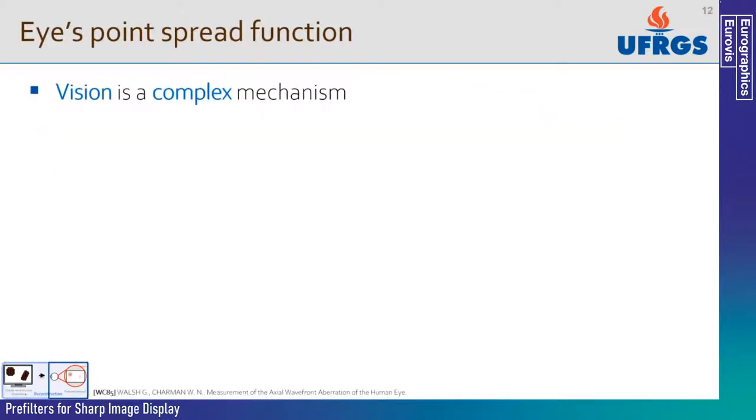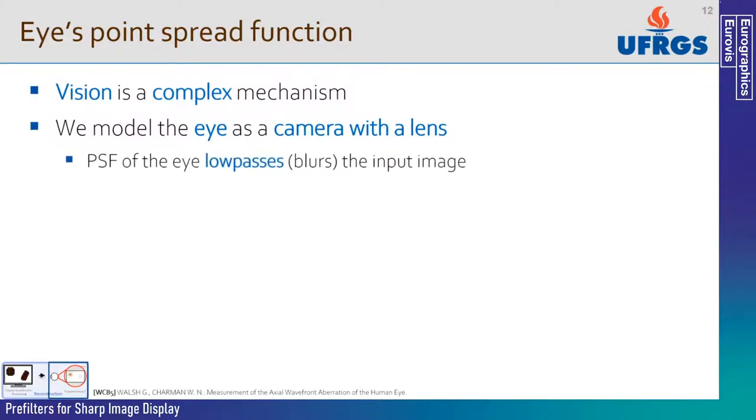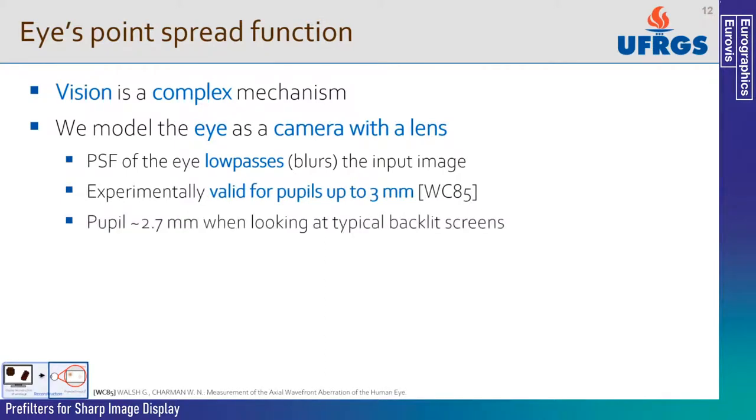We now focus on the eye's point spread function. While the image we perceive is a combination of physical and nonlinear neural effects, we model the eye simply as a camera with a lens. This is enough to capture the low-passing behavior of human vision, and is experimentally valid for pupils up to 3 mm in size, which is typical for subjects looking at backlit screens.